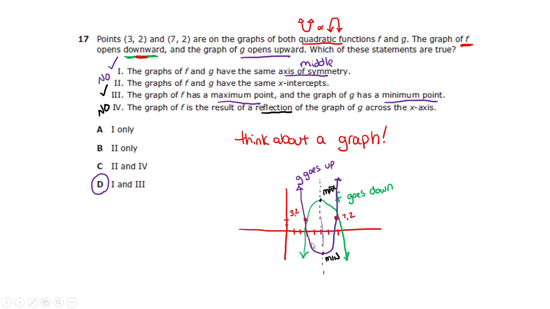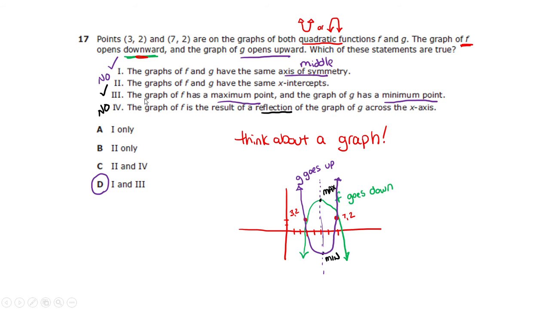Now, if you were to draw a graph, it looks something like this. And if you look at them, they do have the same axis of symmetry because an imaginary dotted line would go through the middle of both. So that's true. So number 1 is true. Number 2, they do not have the same x-intercepts. Now, depending how you drew it, if you drew it kind of big, you would see it. They do not cross the x-axis at the same points. So number 2 is wrong.